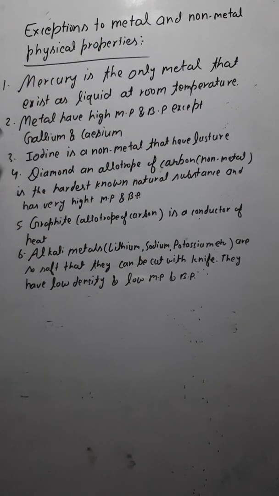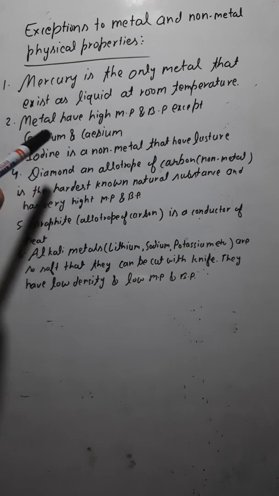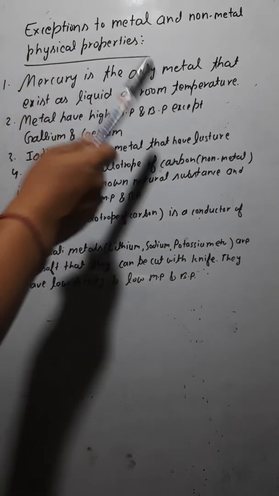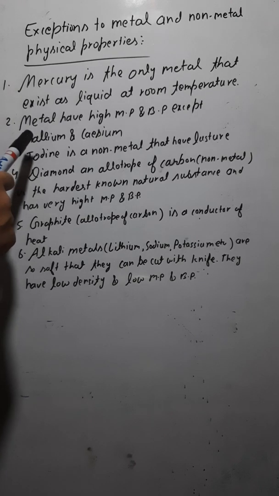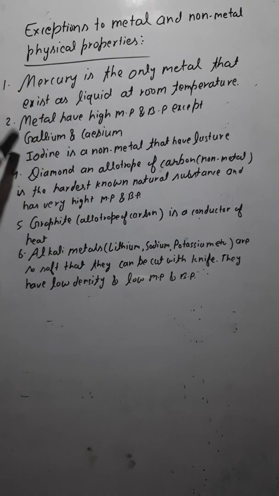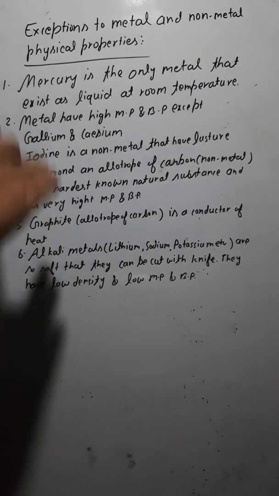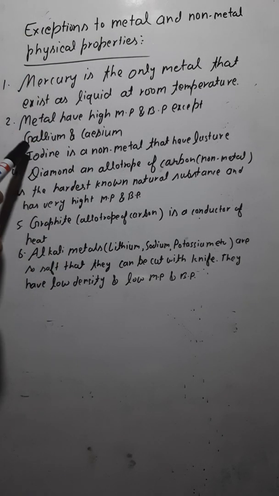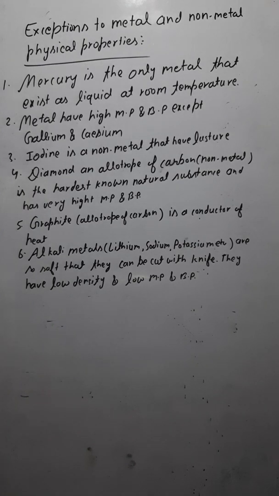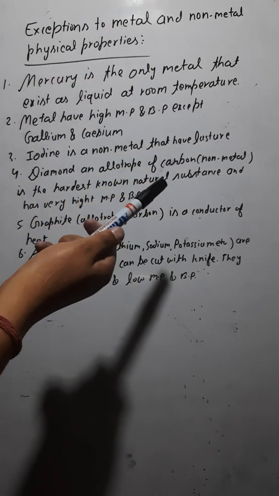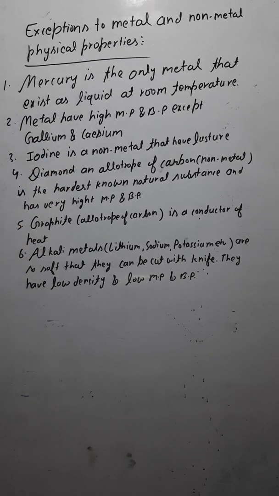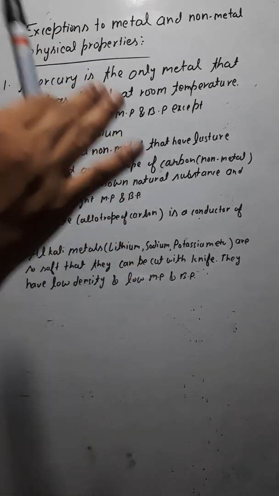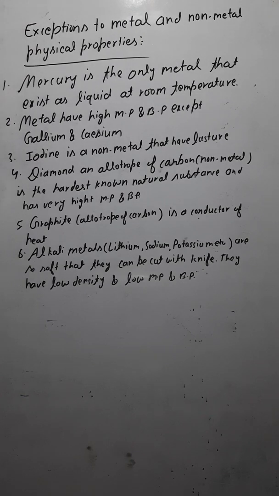Then we have the next exception. As we have already discussed, metals have high melting point and high boiling point. But we have two metals here, gallium and cesium. These two metals have low melting point and low boiling point. So again we have an exception for the metals, not following the physical properties of the metals.